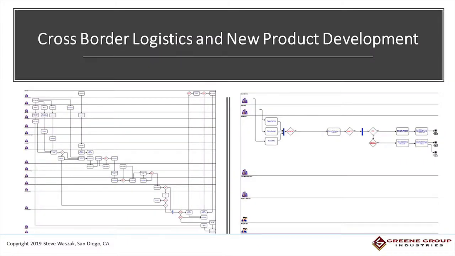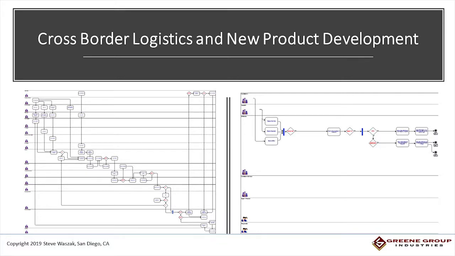So the last one was a startup. This is applying it to a process, and this was a new product development process. In this new product development process, there was a cross-border logistics component, because you had a US company designing in the United States, buying all their parts, and then sending it to their factory in Mexico to build, and then sending it back to them.